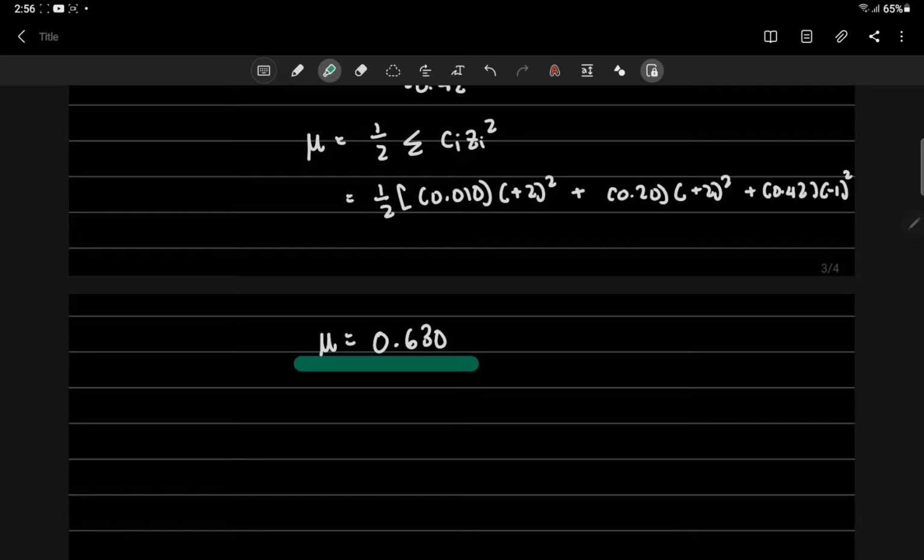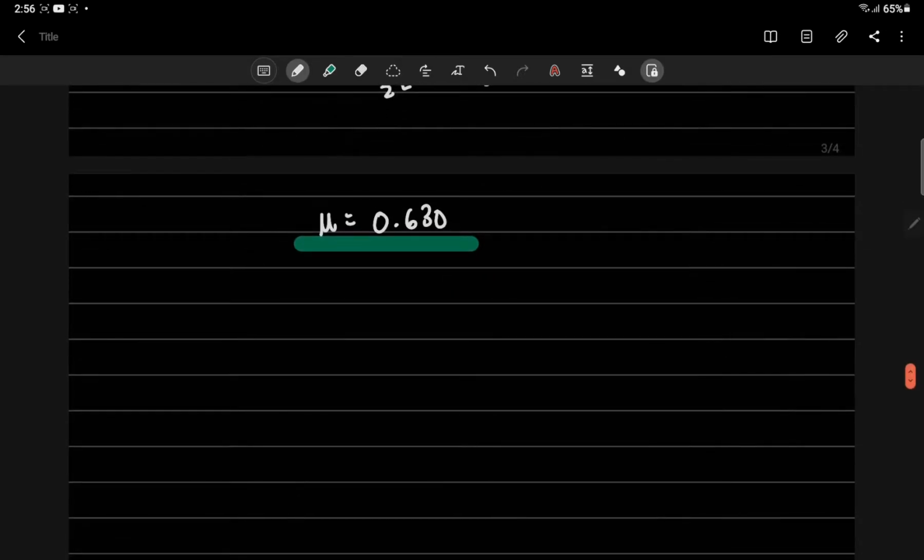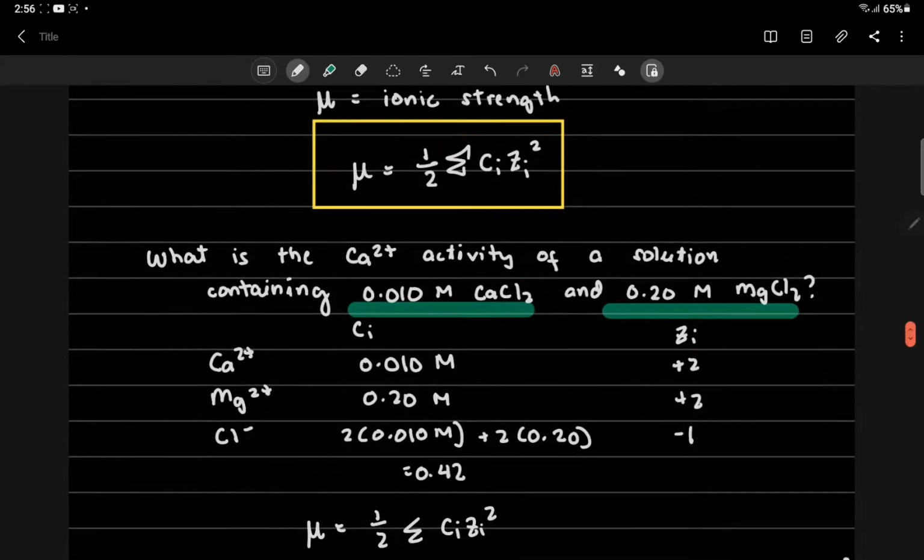Next is we can determine or compute for the activity coefficient. So we will use the Debye-Hückel limiting law. So log of the activity coefficient is equal to minus 0.51 z squared times the square root of the ionic strength. Let me write lang muna yung general working equation natin because again, the question here is we want to calculate the activity for calcium lang. Okay? Calcium lang ang ating i-compute.